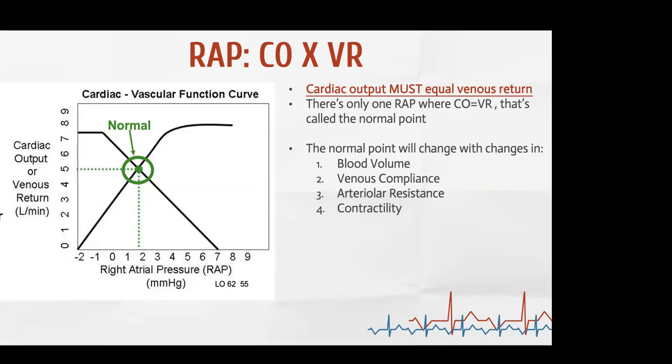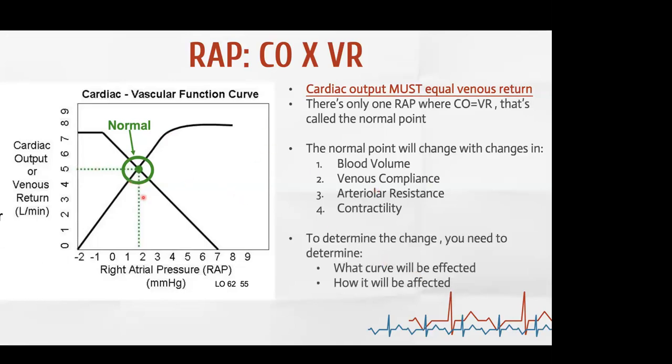Now, in order to determine the change, we need to determine two things. What curve will be affected? Is it the venous return one or the cardiac output one? And then we need to determine how it will be affected. If the question said that there was a change in any of these three things, which graph will be affected? The venous return one. And if the question said that there's a change in contractility, which graph will change? The cardiac output. So let's give examples of how we apply this concept. These are simple examples, not how you're going to be asked in the exam.